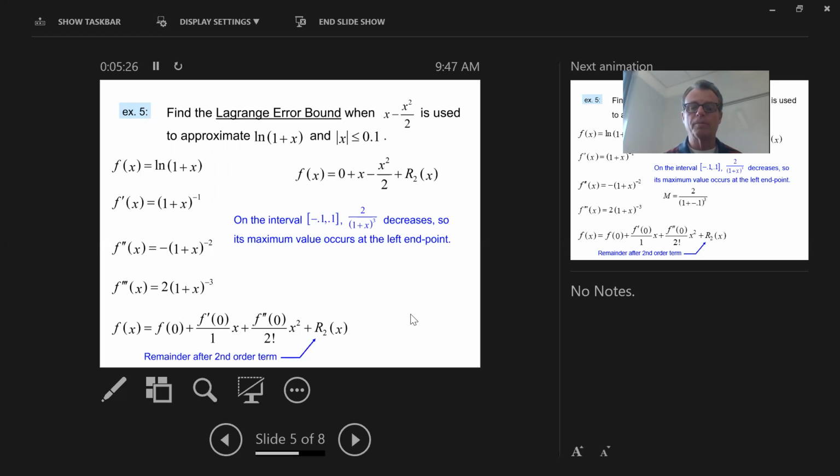So now what are we looking for? Well, here's where the third derivative comes in because that's the next term here that involves the remainder. So you have 2 over x plus 1, the quantity cubed. And the interval we already established was -1/10 to 1/10. On this interval, this function is going down.